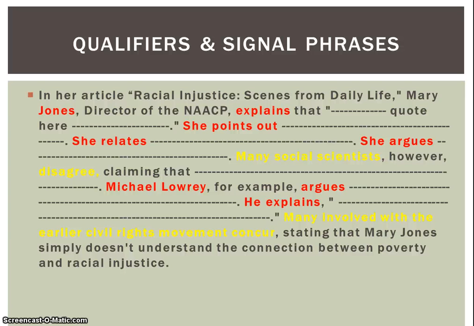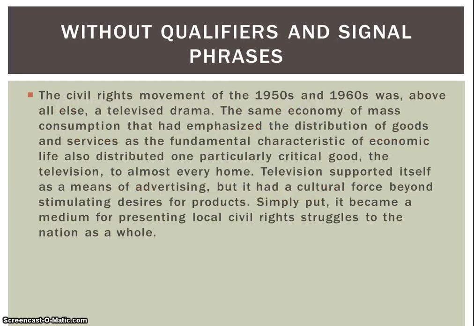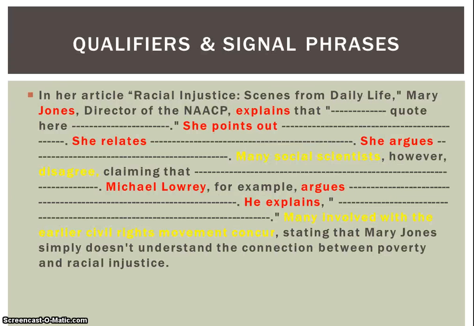Next, in the yellow there, I see many involved with the earlier civil rights movement concur, stating that Mary Jones simply doesn't understand the connection between poverty and racial injustice. This last sentence here would be the writer of this paragraph making connections between ideas in the paper and explaining the relevance of what they just showed us from all these sources. So, this is very important. If you look at the difference between this and this, there's a huge difference, because these qualifiers and signal phrases allow us to understand as readers where information is coming from.